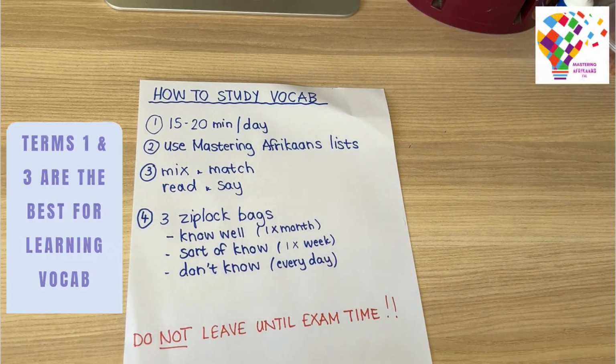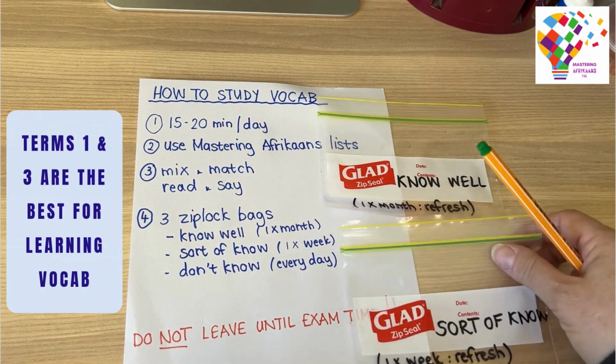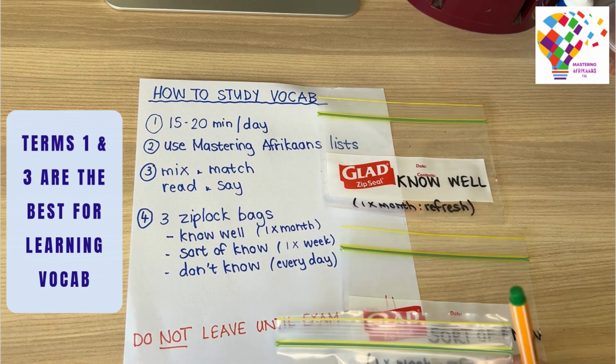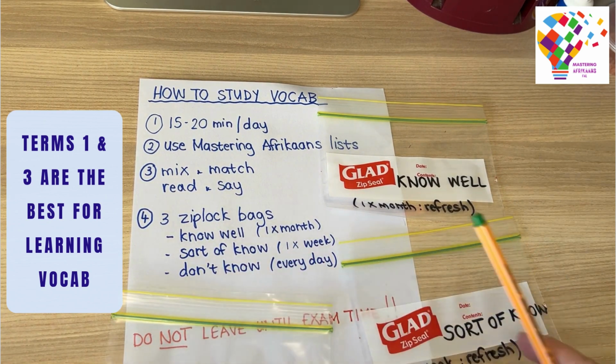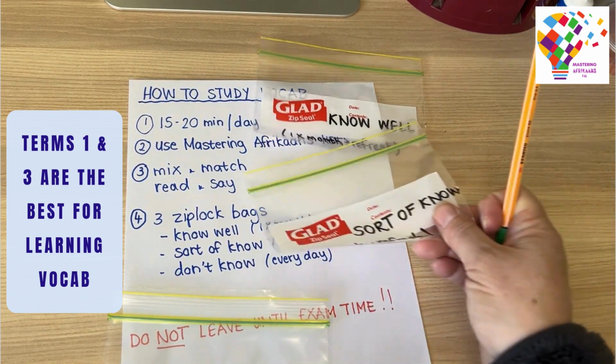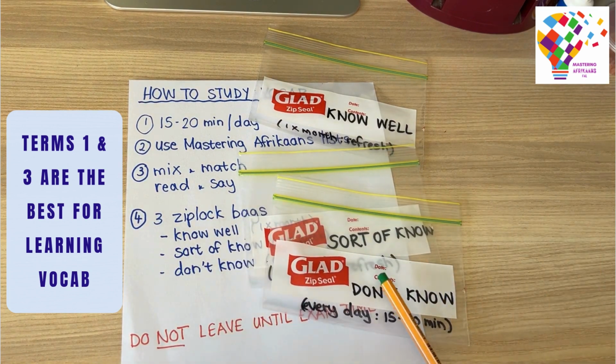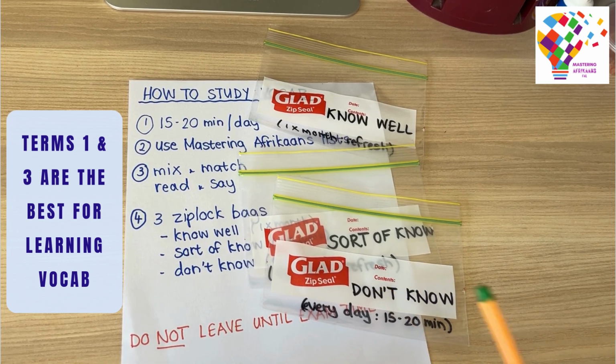So I want to show you a way that is the best. You're going to take 3 Ziploc bags. So we've got these examples here. Literally, you can see they're just little Ziploc bags. And what I've done is I've put them into 3 categories. So words you know well, words you sort of know, and words you don't know. So what we're going to be doing with these now is we are going to be taking our words and putting them into the different bags. And then each bag, you will spend a different amount of time on them.